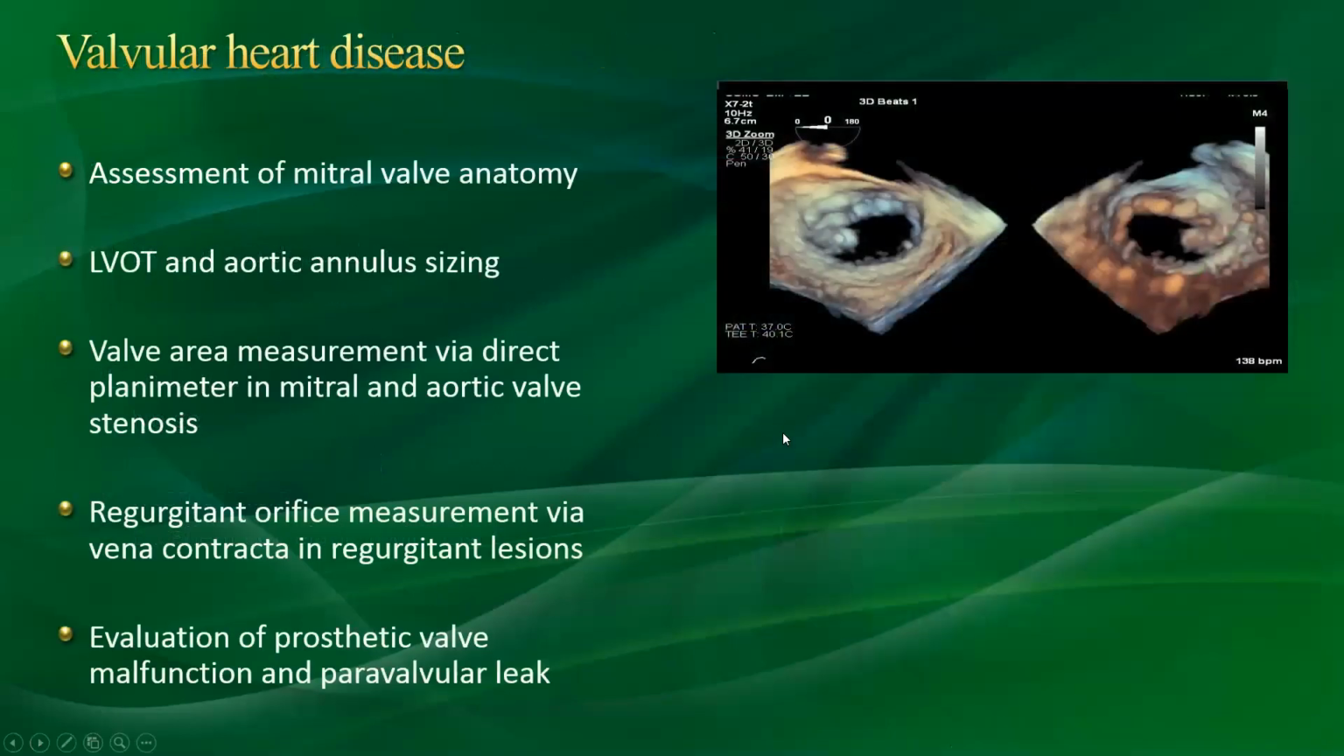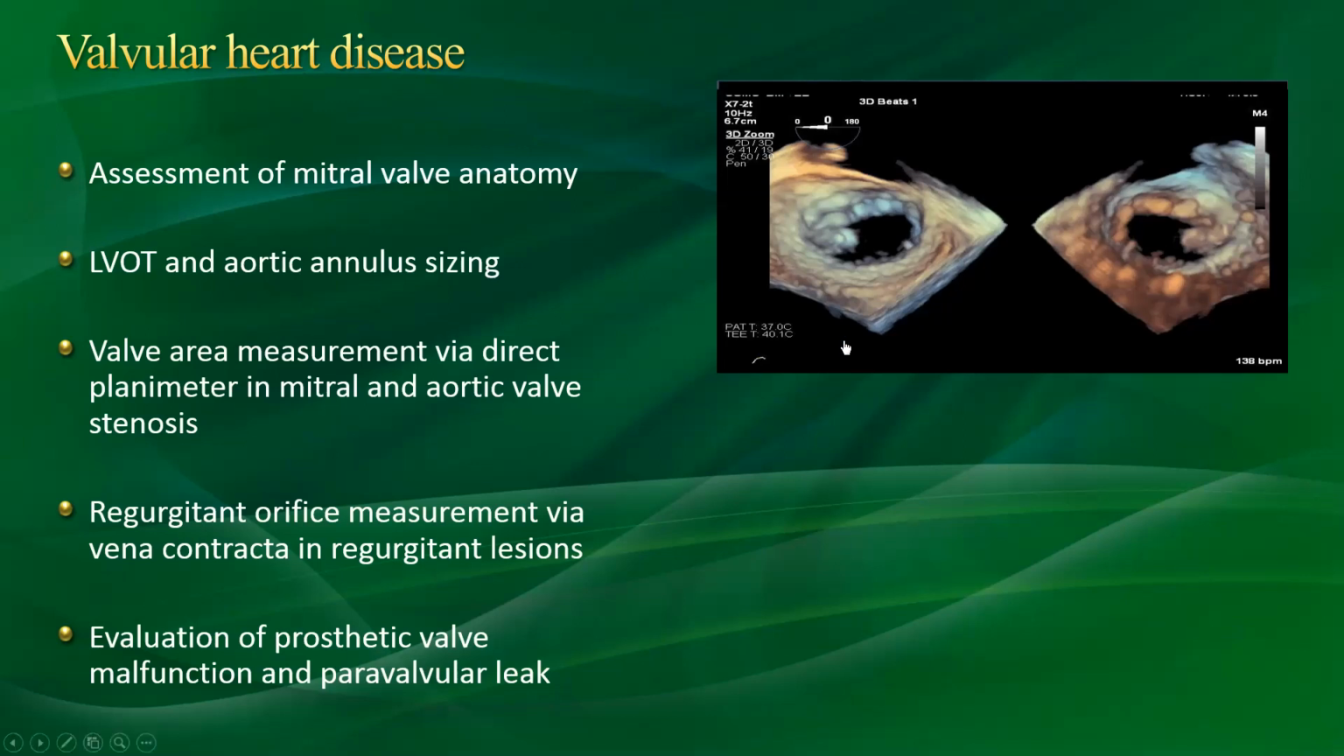Anyway, now when we talk about valvular heart disease, assessment of mitral valve anatomy is very, very valuable using 3D echocardiography. As you know, the mitral valve has very complex anatomy. It's a very complex 3D structure, and the 2D technique has a lot of limitations and we can miss things.